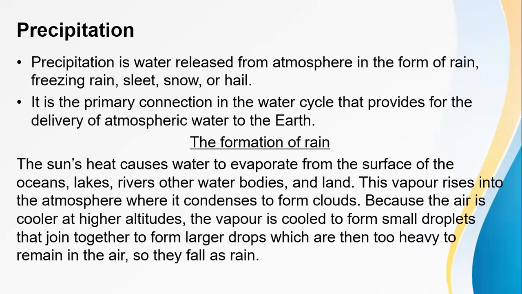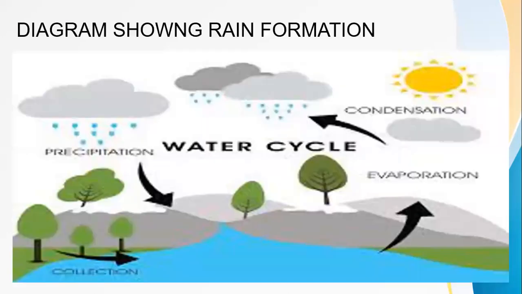So they fall as rain. So that's how rain is formed. The process repeats again and again, and that's how the water cycle forms. Let's see the diagram that is showing this rain formation.